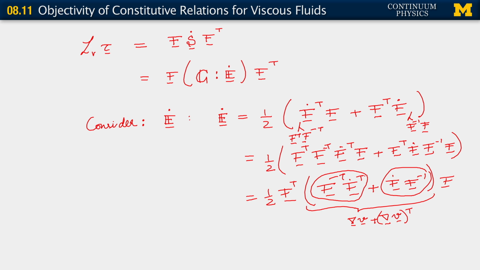Okay? All right? And when the half is applied to that, what we have essentially in the parentheses is the symmetric part of the gradient of V. Okay? So we have F transpose 1/2 spatial gradient of V plus spatial gradient of V transpose F. Okay, but this is D. Okay, our rate of deformation tensor.